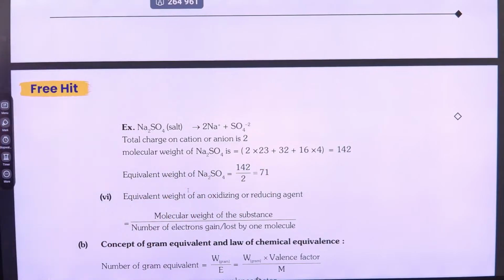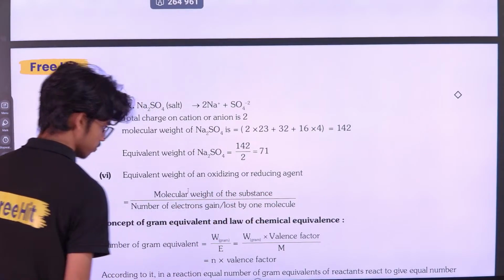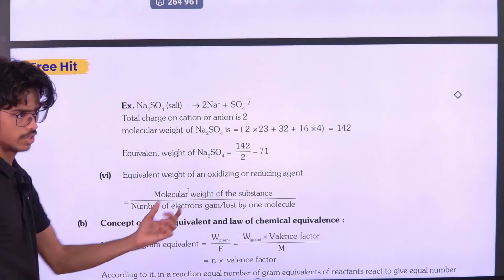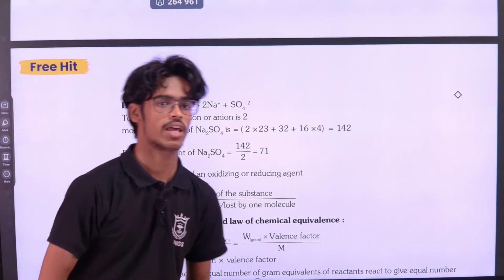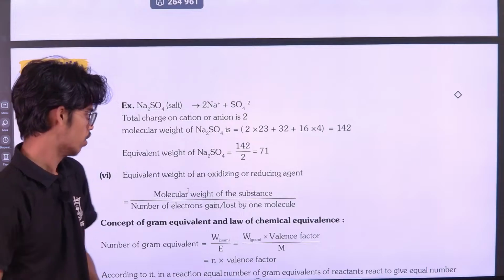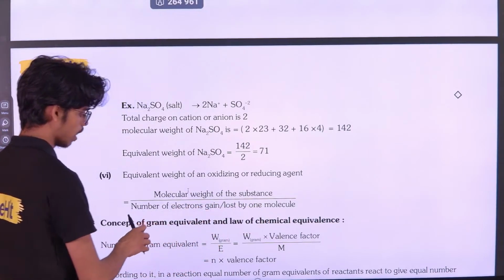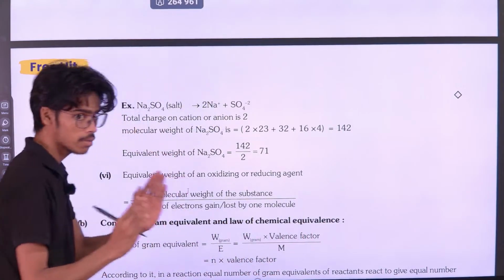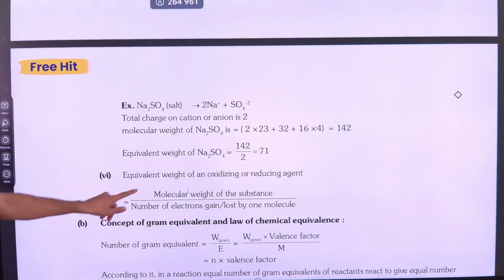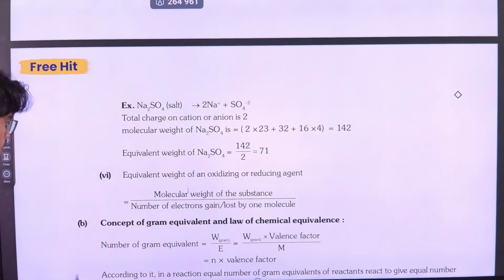Understandable? In case of oxidizing or reducing agent, you will not get what is oxidizing or reducing agent right now, but once you study electrochemistry and redox reactions, you will understand it. To find them, molecular weight of the substance is divided by the number of electrons which is gained or lost by one molecule, per molecule. You might not understand this right now, but those who have studied electrochemistry or redox reactions will understand this.